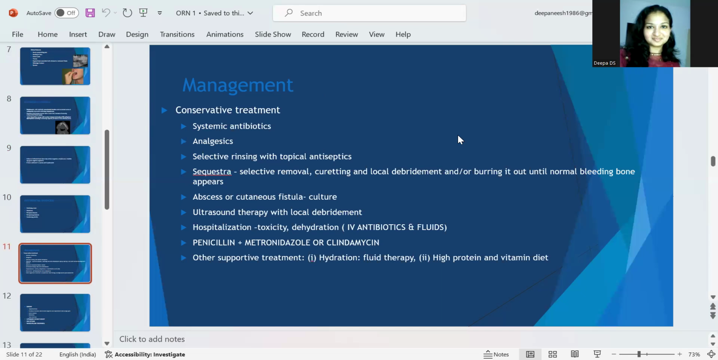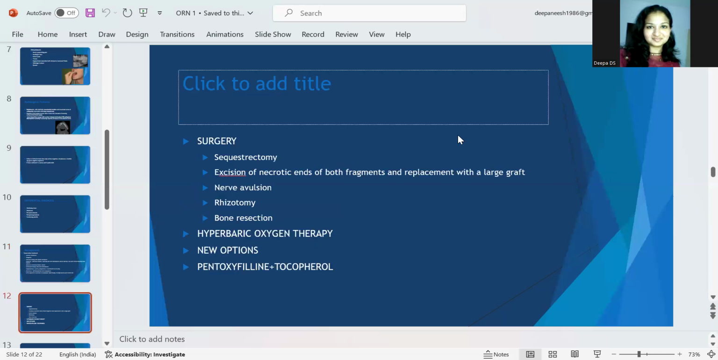Then ultrasound therapy with local debridement is another management. And if the patient is having toxicity or dehydration, then hospitalization is done and IV antibiotics and fluid, usually penicillin plus metronidazole or clindamycin, can be given. And other supportive measures include hydration of the patient, fluid therapy, and a high protein and vitamin diet.